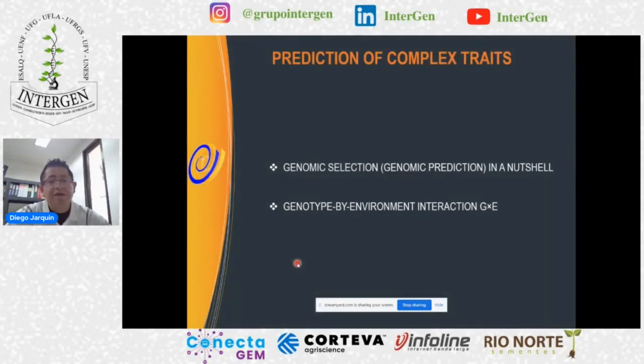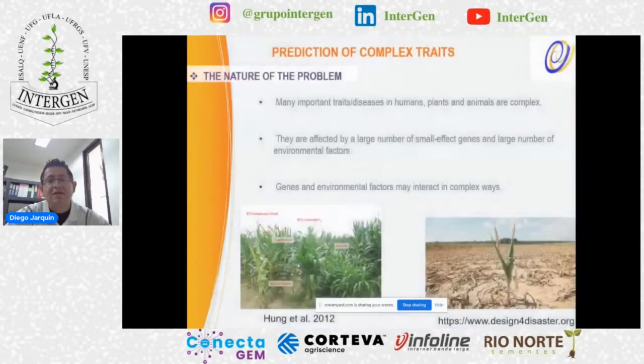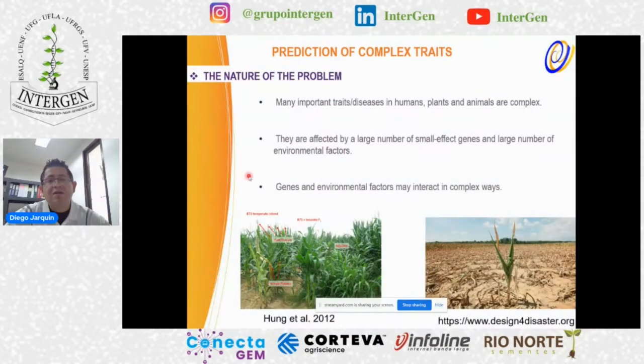Okay, why are we talking about these things? Because we are trying to save time in order to select the genotypes to be advanced. As we know, many of the important traits are complex in the sense that they are affected by a large number of small gene effects, and these gene effects are affected by the environmental conditions they face in fields. In a way, these two factors interact in many complex ways.